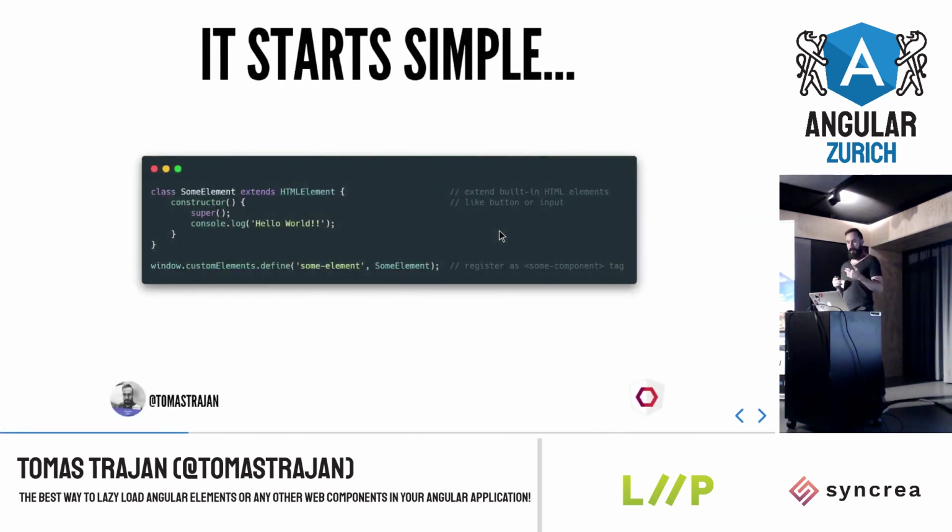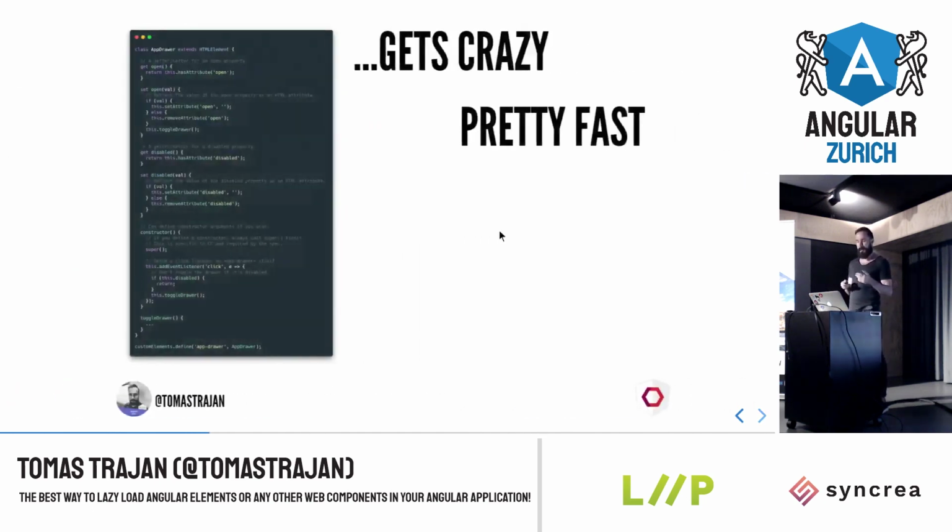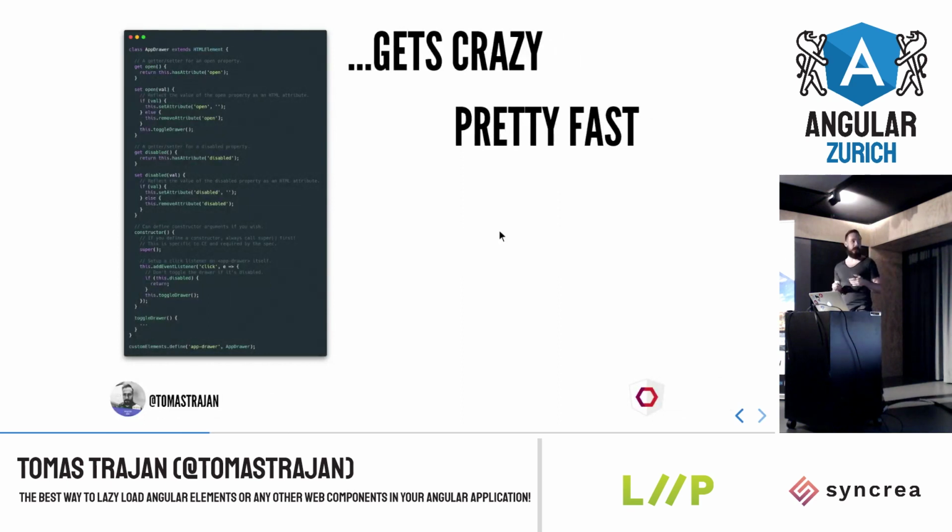Kind of. If we want to write a web component nowadays, it's kind of simple. We can just extend the HTML element, define the tag, pass in that element, and we can start using that tag on our website. This looks simple, but it gets pretty crazy very fast. This long code, you don't even need to read it, but basically it handles a web component which can accept two attributes, called disabled and open, so it's like some toggle or something.